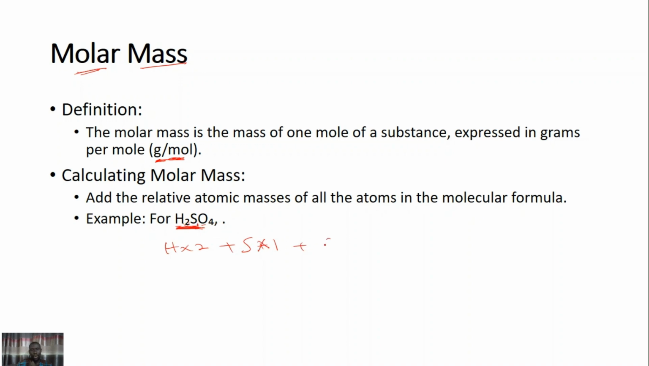Plus oxygen times 4. The relative atomic mass of hydrogen is 1, times 2, plus the relative atomic mass of sulfur, that's 32, times 1, plus the relative atomic mass of oxygen, 16, times 4. So when you add this together, it will give you the molar mass of H2SO4.